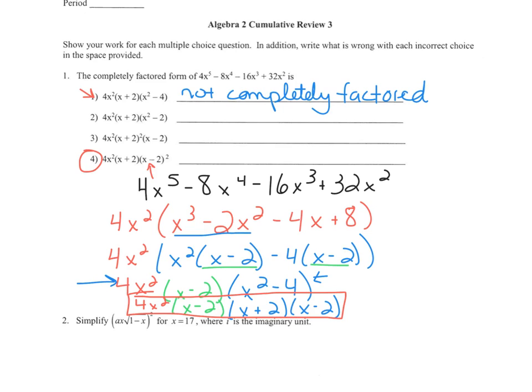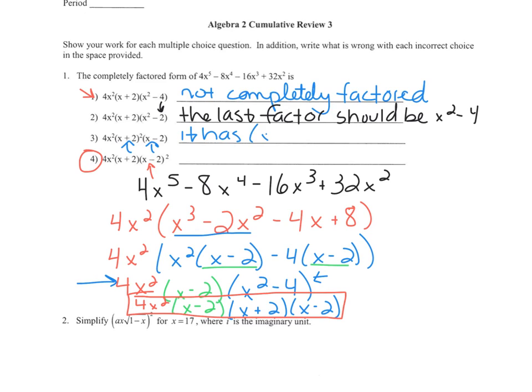Looking at the next one, basically some sort of mistake was made with this x squared minus 2, which should have been x squared minus 4, so I'm going to write the last factor should be x squared minus 4. Now in addition, that would need to be factored further, but that's enough to explain it. In this one, I see that the x plus 2 is squared instead of the x minus 2, so I'm going to write about that. It has x plus 2 squared, not x minus 2 squared.